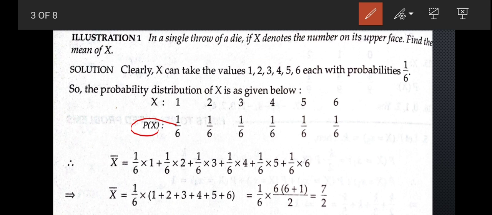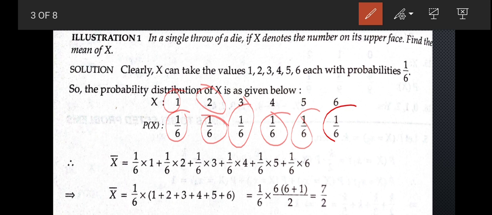What is the probability of getting 1? The total number of outcomes is 6, so the probability of getting 1 is 1/6. The probability of getting 2 on the upper face of the die is 1/6 again. For 3 it is 1/6, for 4 it is 1/6, for 5 it is 1/6 and for 6 it is 1/6. So these are the probabilities.